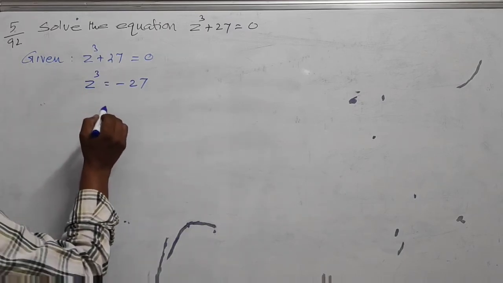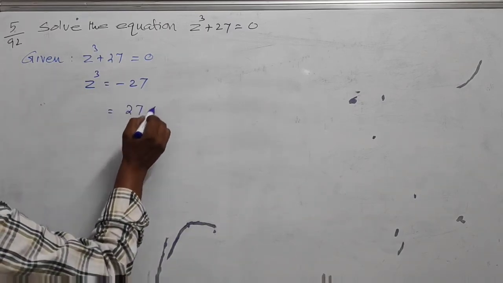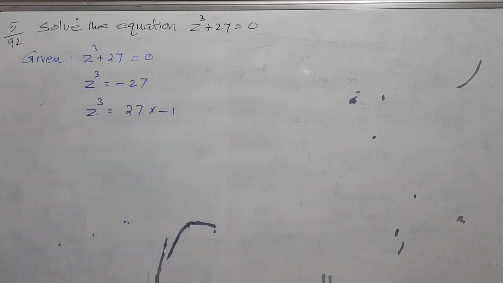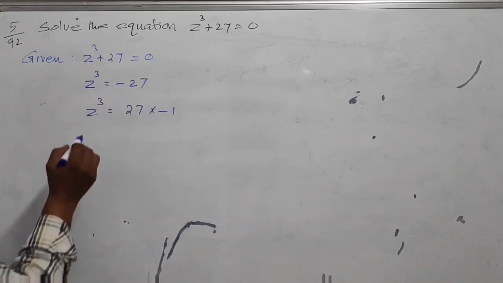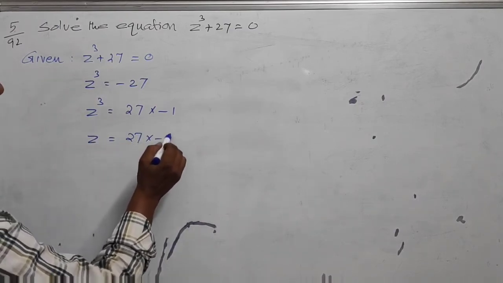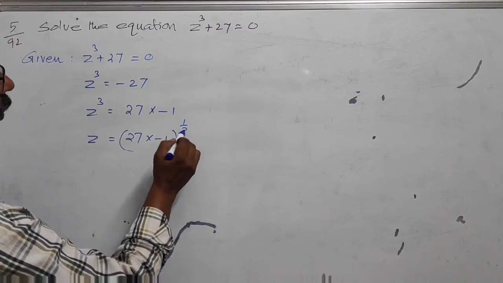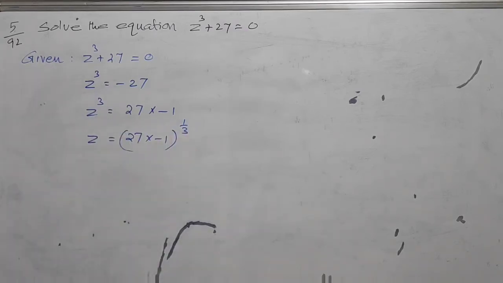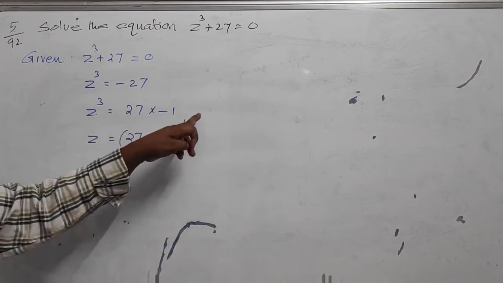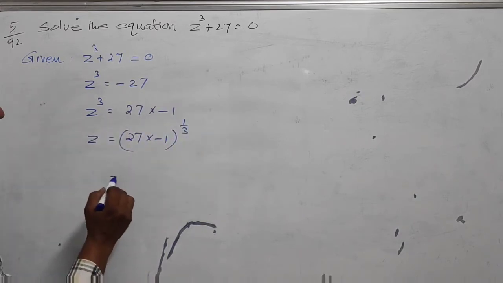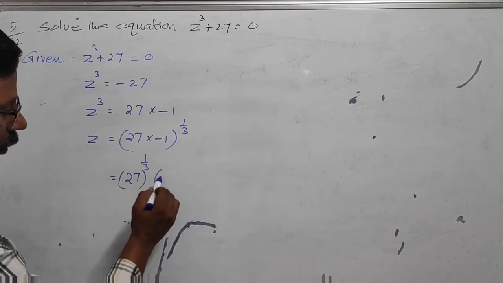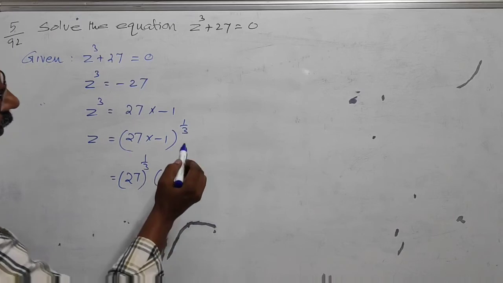Now this can be written as 27 into minus 1. Z cube equal to this minus 27, which can be 27 into minus 1. Therefore, we can write z is equal to (27 into minus 1) whole power 1 by 3. We are taking the cube root. Now (ab) whole power n means a power n into b power n. Therefore, we can write 27 power 1 by 3 into minus 1 power 1 by 3.